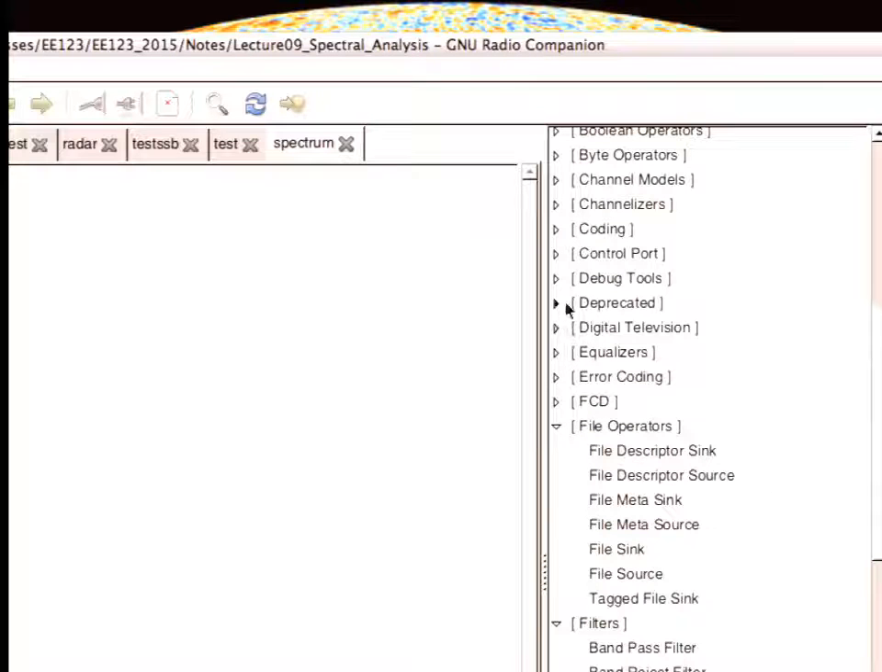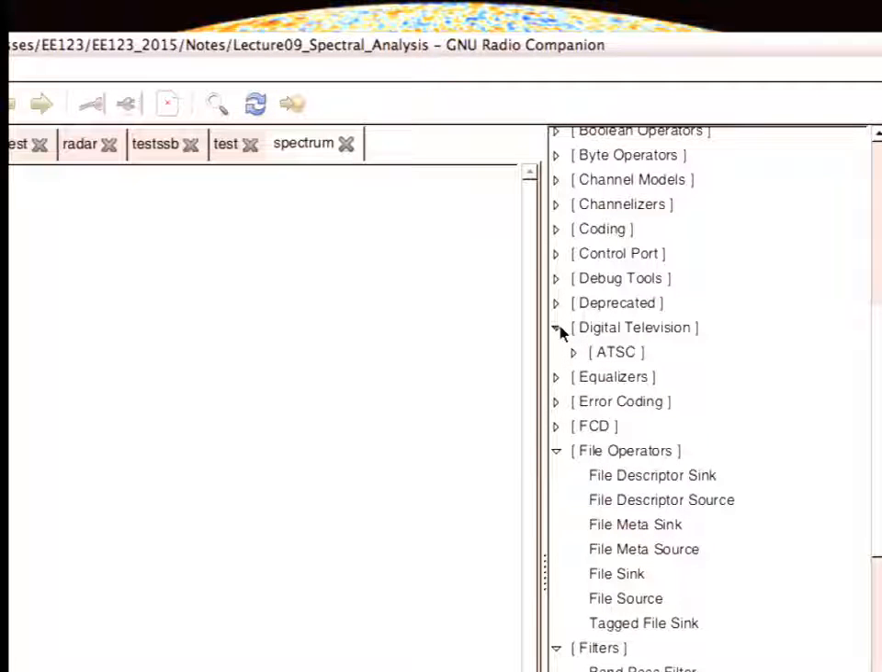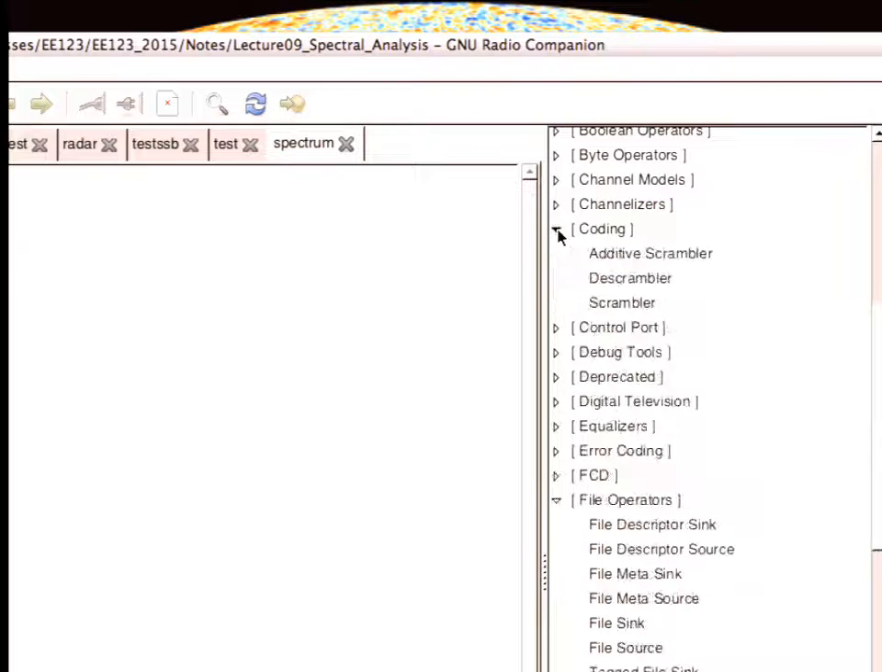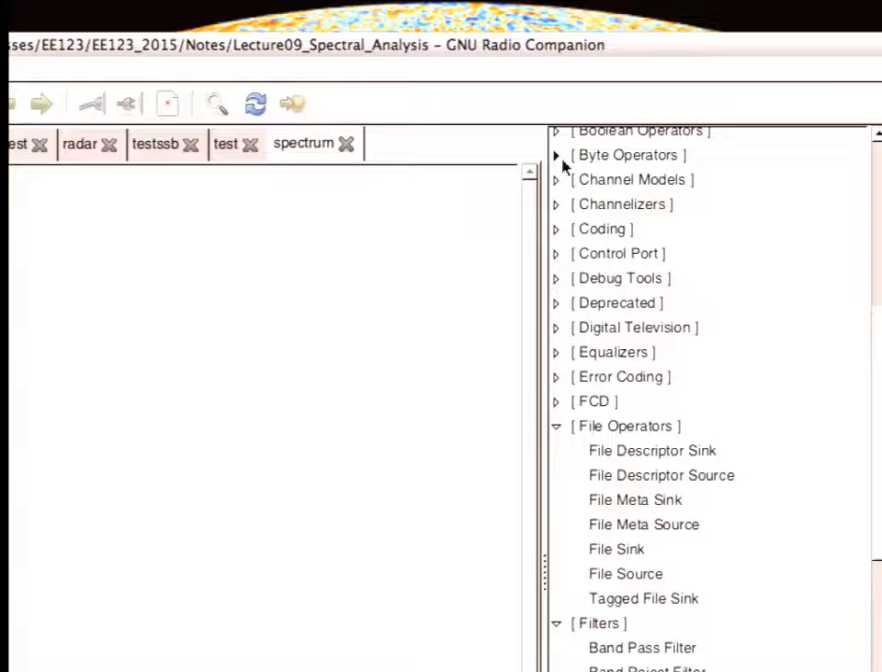You can decode digital television. If you have some digital TV coming in, you can decode it. You can also do bytes operations, and so on. And you can add these and build very complex systems just by connecting lines.